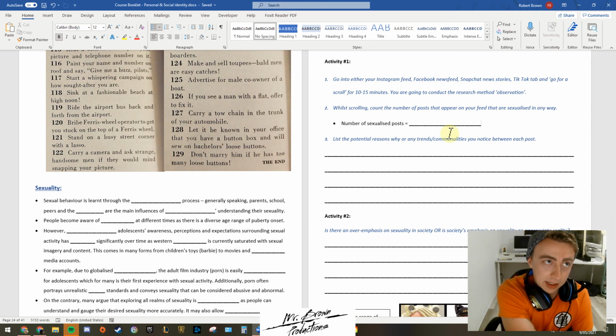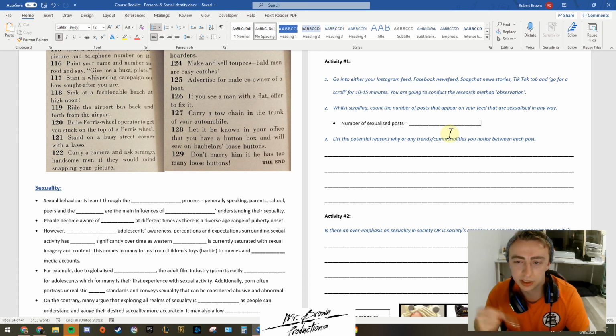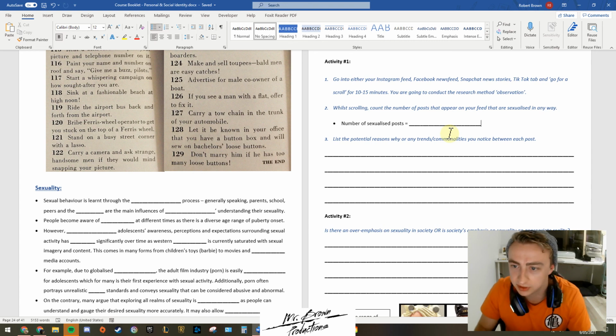If you can, count. I thought it would take you a while. No, just count the number of sexualized posts, and then we will, I guess, convert the number. So say if someone has 100 posts for a 15-minute scroll, that's how much content, and we'll work out how much content per minute you are seeing and viewing that is sexualized, and obviously that's going to impact your behavior.